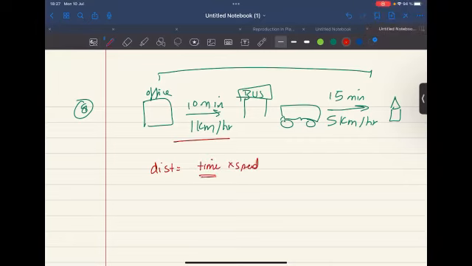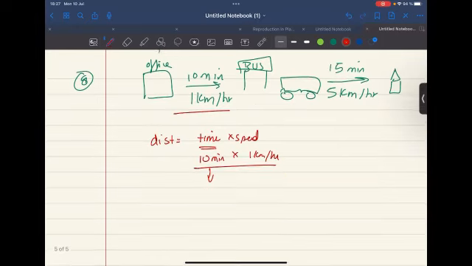So you know that the time is 10 minutes and the speed is 1 kilometer per hour. Brilliant people, you all are. You must have multiplied 10 into 1 directly. But you should convert 10 minutes into hours. So 10 by 60, which is 0.16, into 1, which is again 0.16 kilometers. This is the distance from the office to the bus stop.